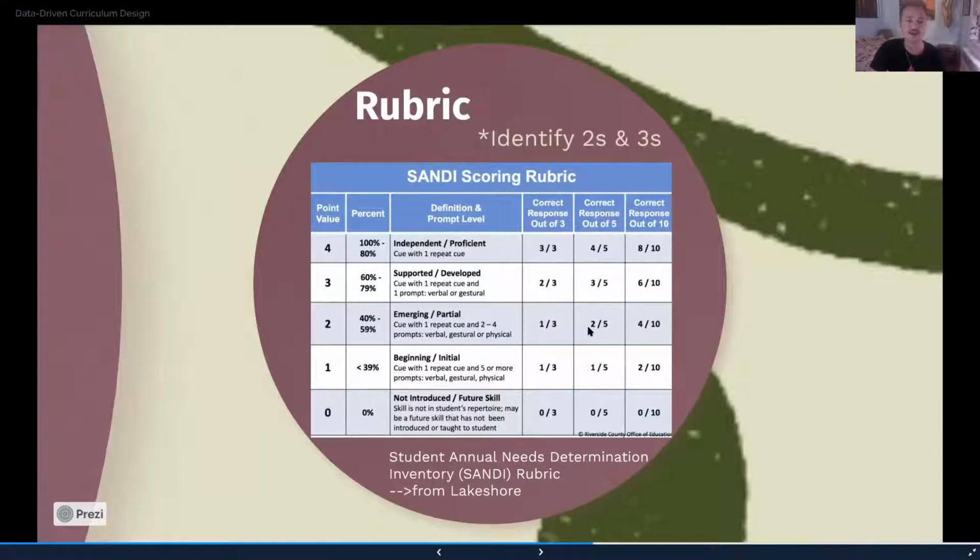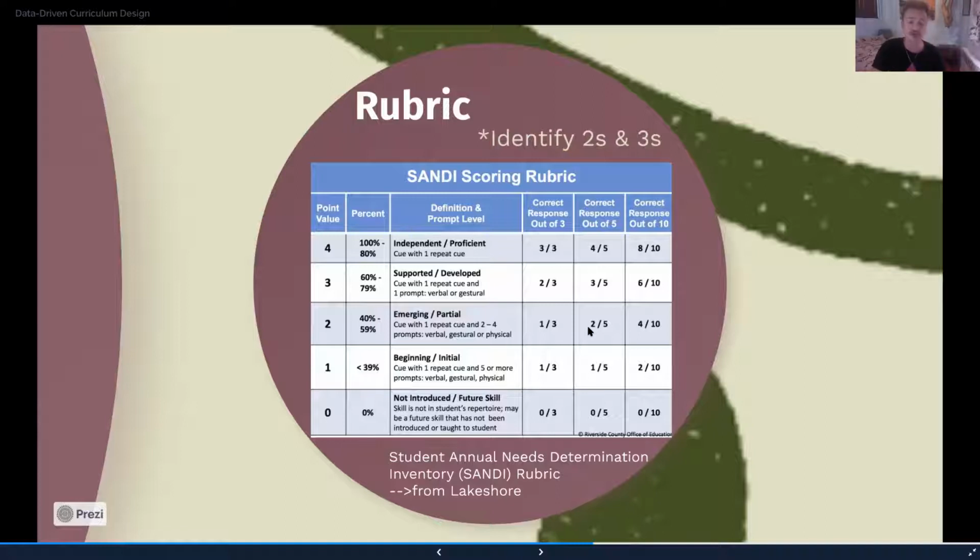It goes on a 0 to 4 scale. 4s are skills that a student is getting 80% or higher, and they have mastered. There's no point in continuing to work on them. 0s and 1s are 39% or lower. Those are skills that the student is not ready to work on. It's either going to just stress out the student or they're going to not make any progress or even regress.